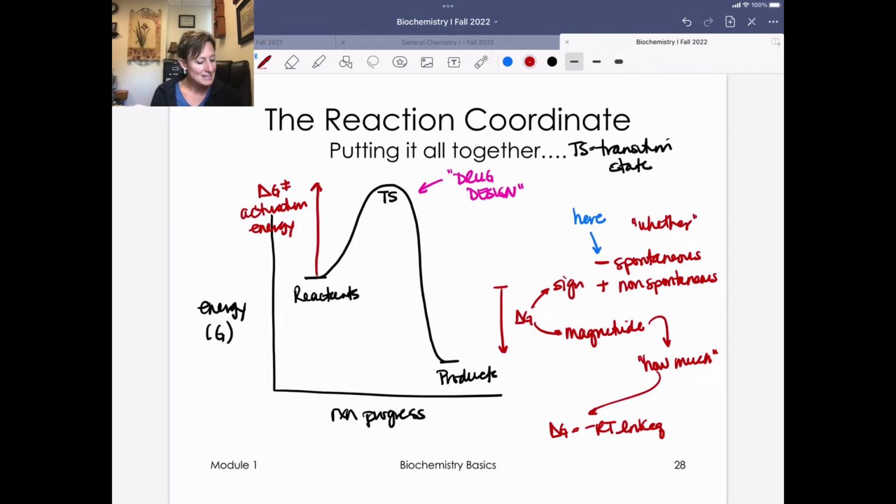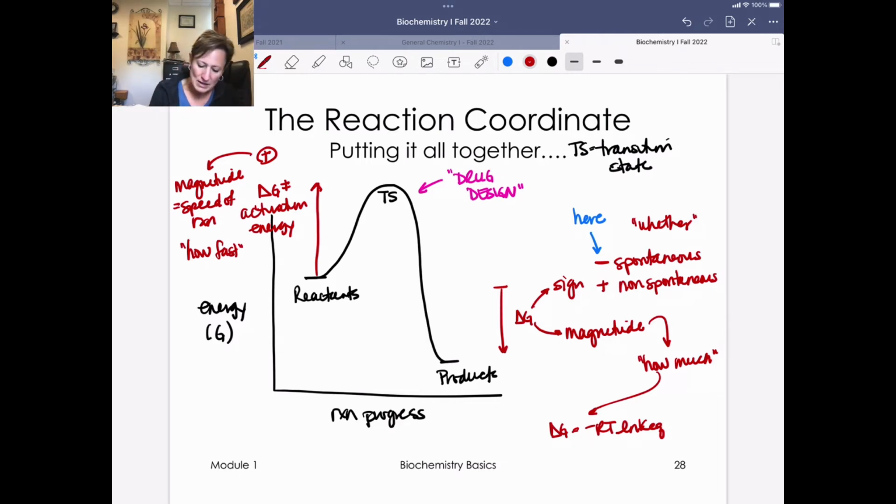And importantly, this activation energy, now we're not going to have a sign for it, it's always going to be positive, but the magnitude of this is going to tell us how fast. So the magnitude is going to tell us the speed of the reaction. Okay, so this is where we get our how fast.